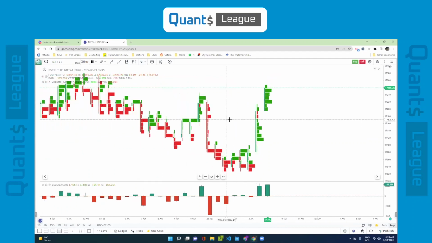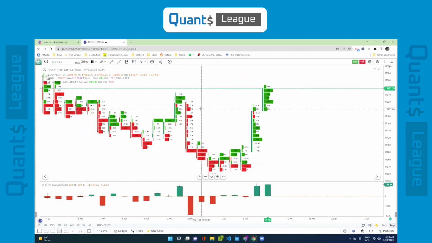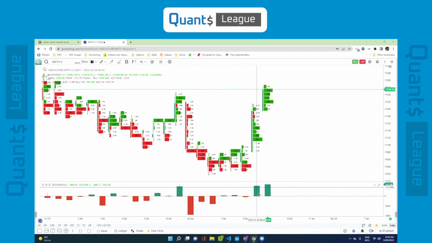Delta bars is basically a candlestick formation of the delta that I explained to you, which is the difference between buy and sell. At any point, you can see it is clearly telling me whenever delta is green, that is more buying happening, the price is going up. Whenever delta is red, that means there is more selling happening, price is going down in the candle.